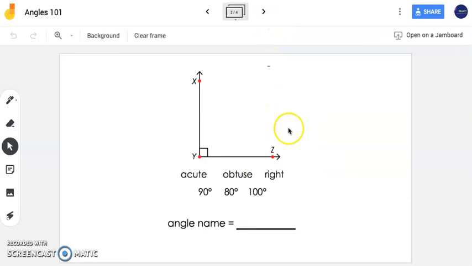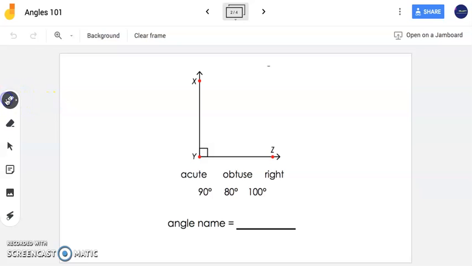During today's activities, you're going to see an angle just like this. Notice here we have an angle given to us, labeled XYZ or ZYX. Your goal is to select, is it acute, obtuse, or right? You are also going to select an angle estimation as well as an angle name.